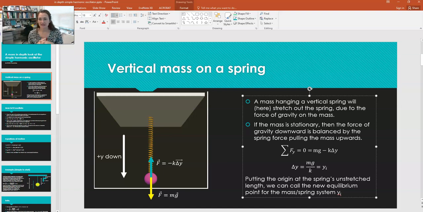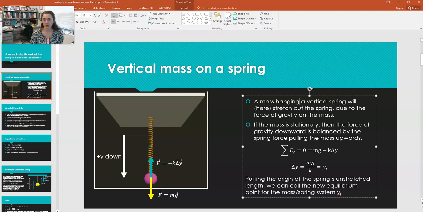Now, if it's hanging like this one, then the spring will stretch out due to the force of gravity pulling the mass down. If you have a vertical mass on a spring sitting on a table where the spring is sticking up, then the force of gravity will compress the spring and push it down a little bit. Either way, I'm going to do a hanging mass, but you'll see that the displacement from equilibrium gives you the same equation either way.